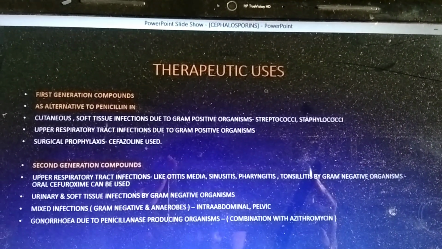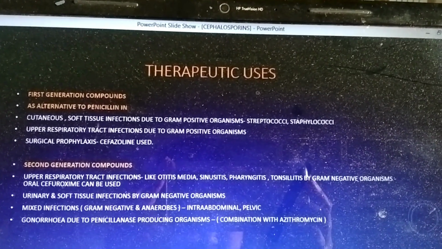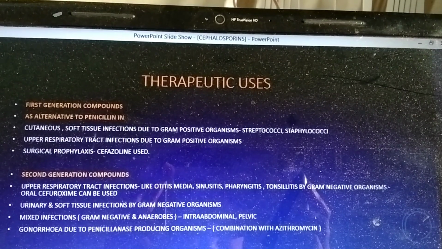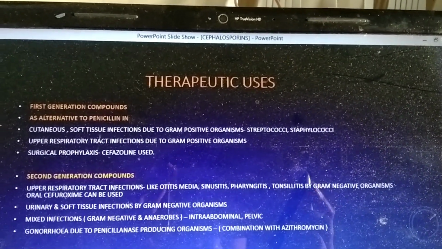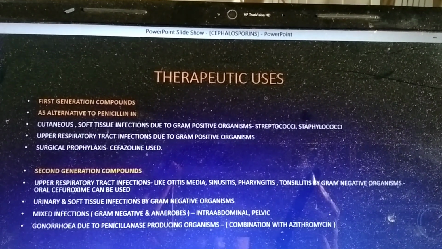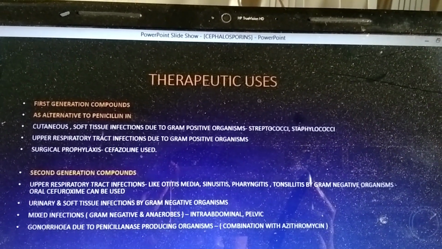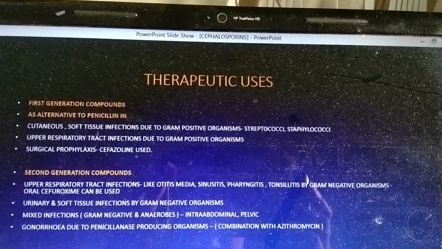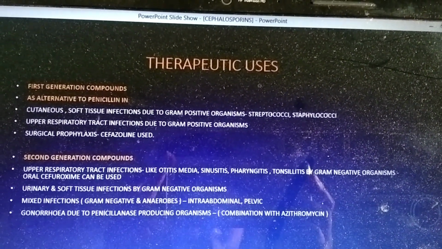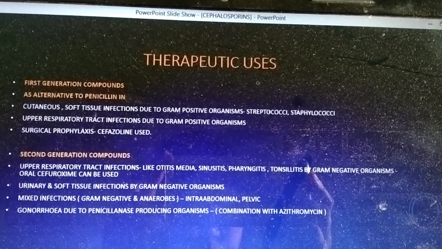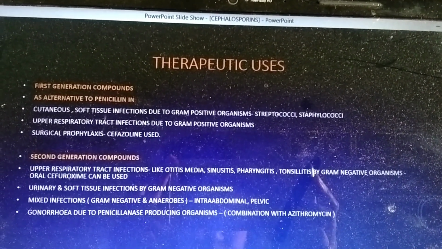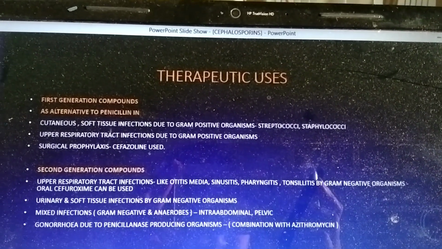Then gonorrhea due to penicillinase producing organisms. So penicillinase producing organisms cause gonococcal infections, so gonorrhea caused by these organisms. Here the second generation compound can be combined with azithromycin. In combination with azithromycin they are used for treatment of gonorrhea due to penicillinase producing gonococci.